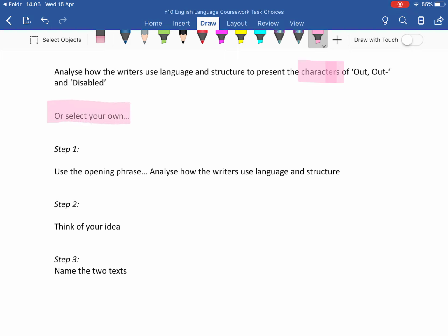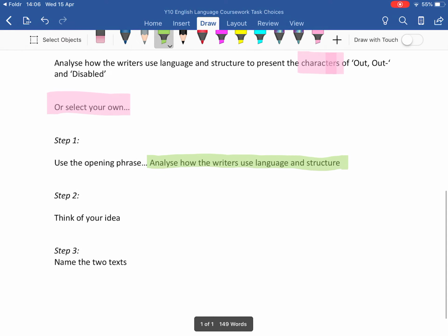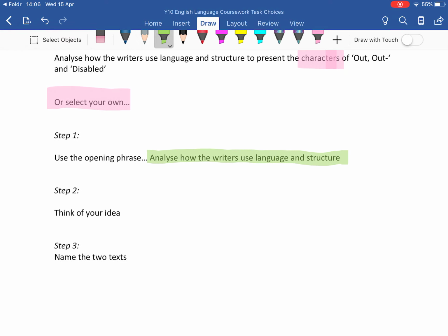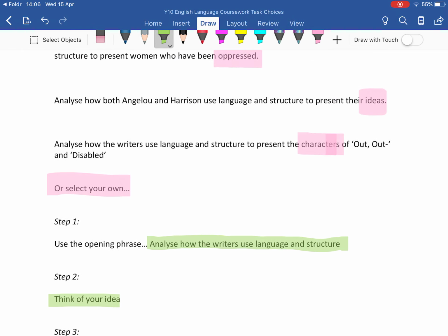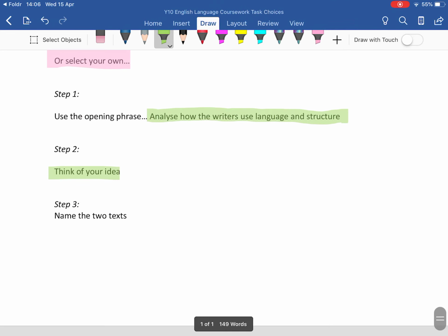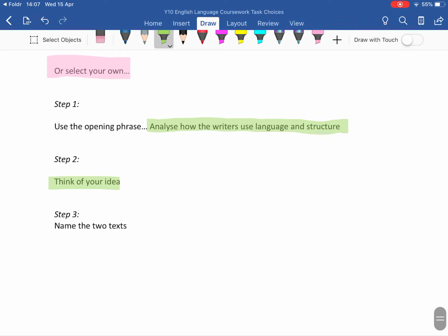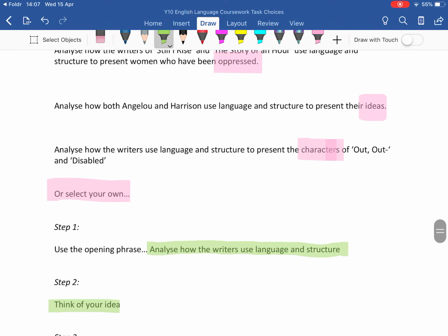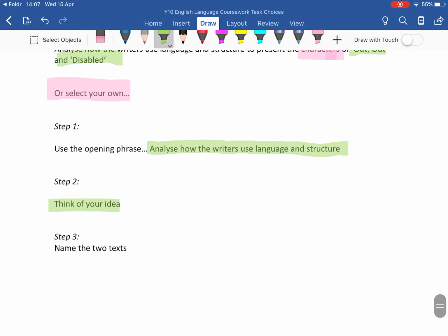And it's quite simple to do this. There's 3 steps to follow. I want you to use the opening phrase, analyse how the writers use language and structure, to make sure that you're setting yourself a question in the right way. Think of your idea. This could be characters. This could be ideas. This could be oppression. It could be difficult circumstances. It could be war. It could be whatever it is that stands out to you about these poems. A nice general theme. And then obviously you've got to name the 2 texts at the end of your answer so we know specifically which ones you're writing about.